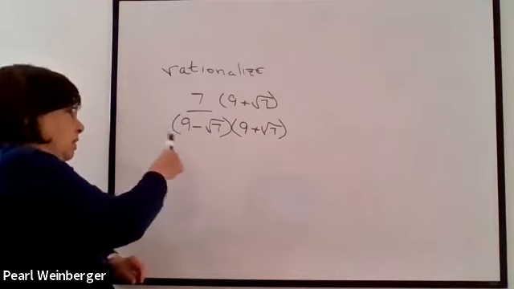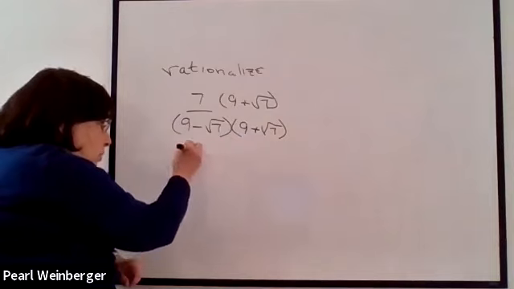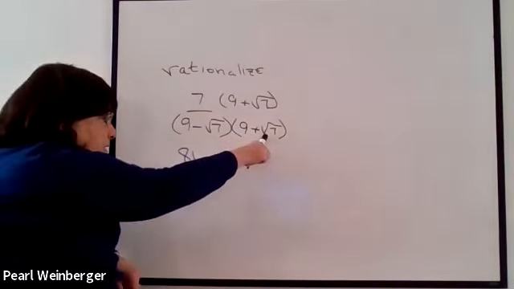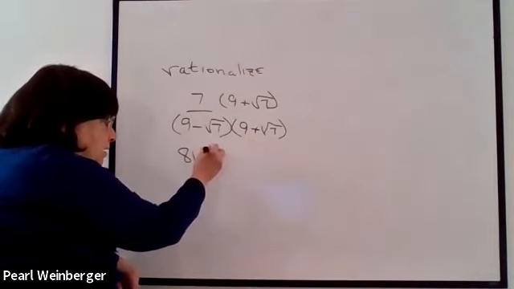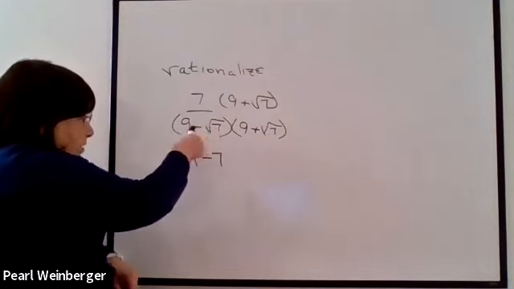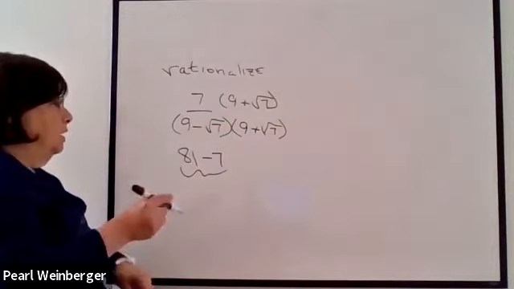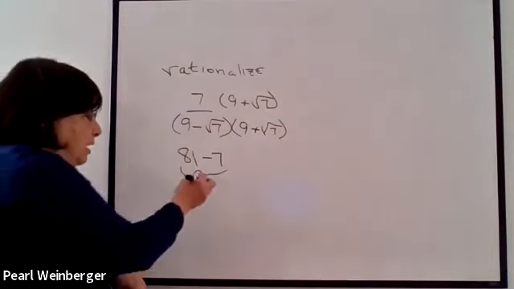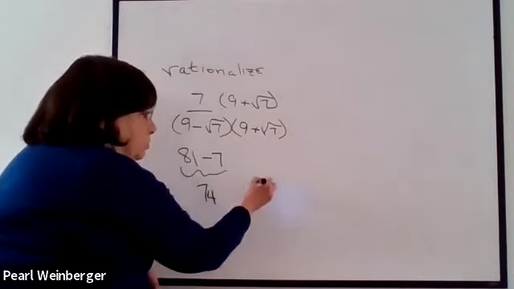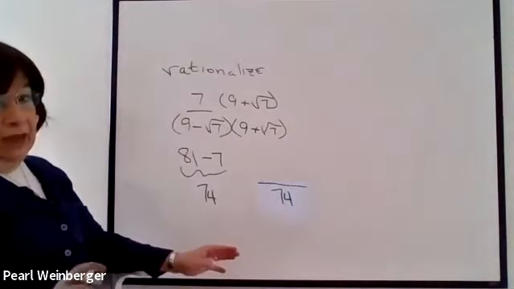Now I like to start with the denominators, and I have 9 times 9, which is 81. And then I have negative radical 7 times positive radical 7, which is negative 7. The radical 7 times the radical 7 is just 7. The negative times the positive is negative. So now I have to do 81 minus 7, and that gives me 74. My denominator is going to turn out to be 74, which is a rational number, so that's good.